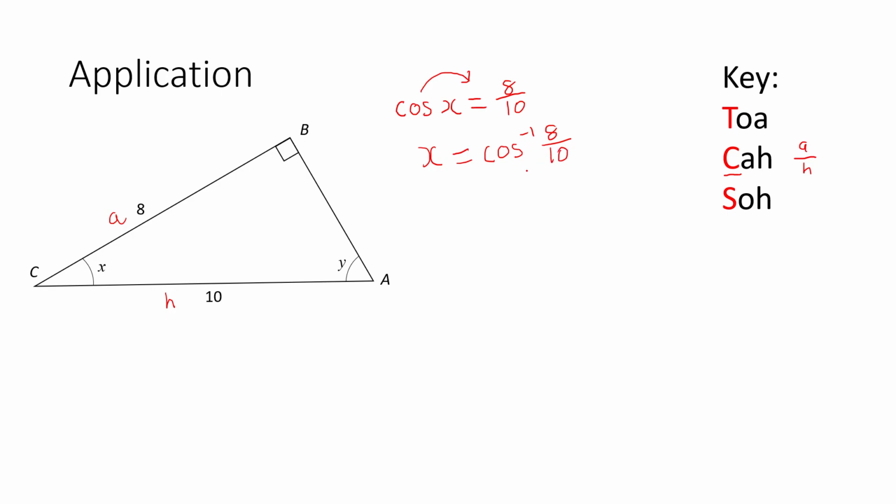Again, go to your calculator and find where is cosine inverse. Basically, it's just shift or second function, cosine, and you get cosine inverse. Then you press in the fraction 8 over 10, and you will get 36.9 degree. Simple. Copy this down.